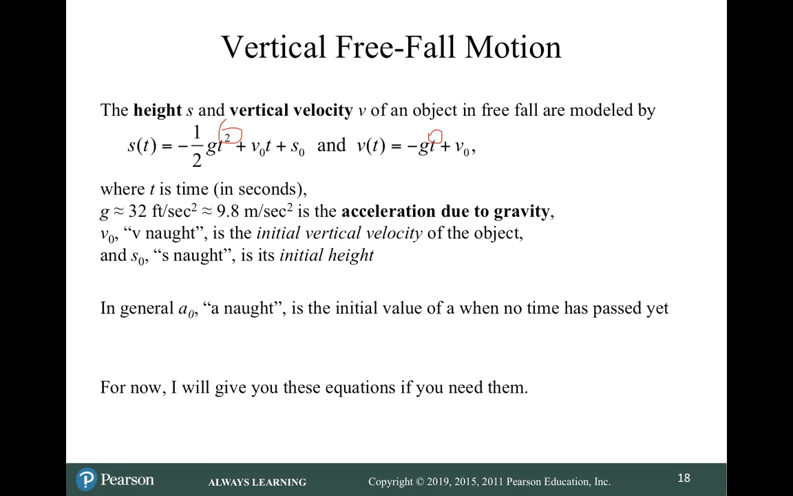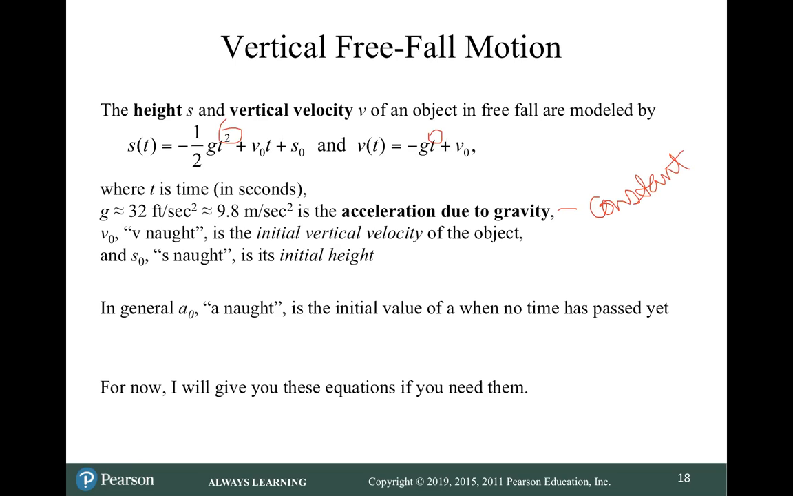G is gravity. Gravity is a constant. So even though it's listed here as a variable, that's because it depends on the units. If your units are in feet, G will always be 32. If your units are meters, G will always be 9.8. So G is a constant. Looks like a variable, but just like pi, it's a constant. Its value depends on the units.